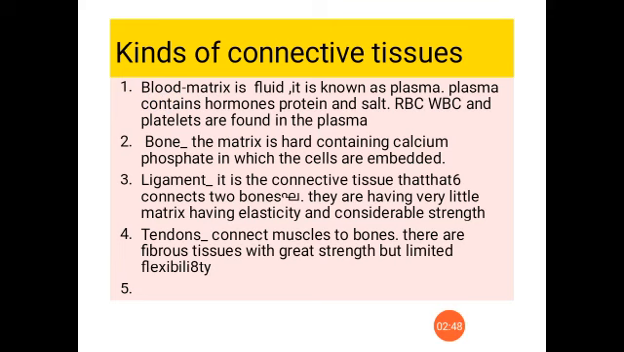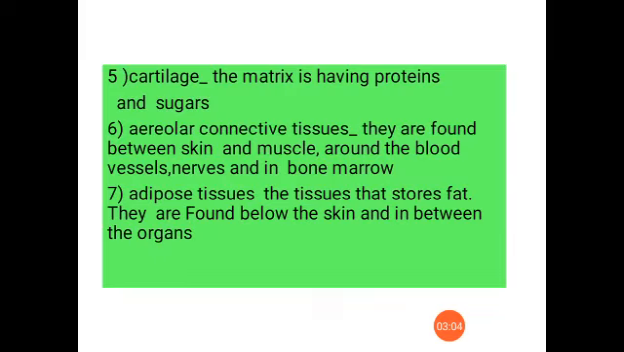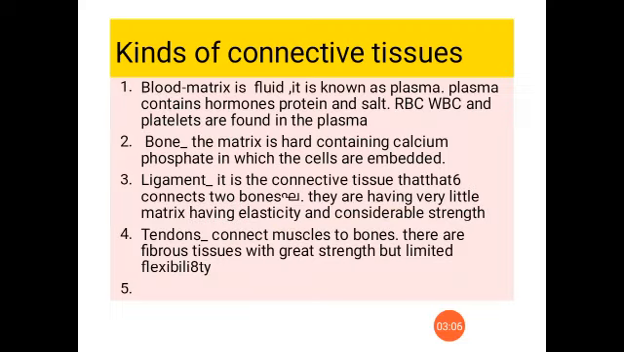Its matrix is fluid in nature, and the fluid matrix of blood is known as plasma, blood plasma. So this blood plasma contains hormones. They contain proteins, salt, etc. Then food materials will be there. Oxygen, and especially carbon dioxide, we will learn next year, mainly transports in dissolved form. So all this will be there in the blood plasma.